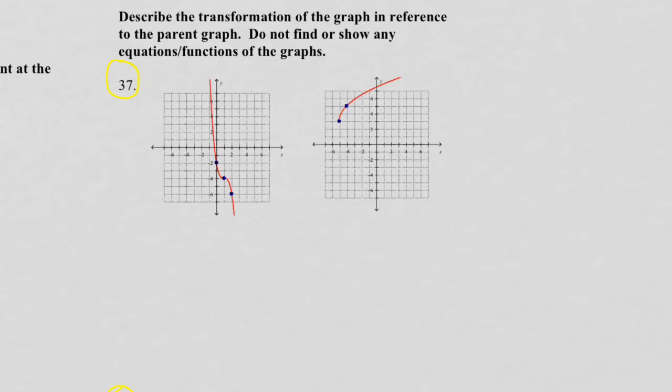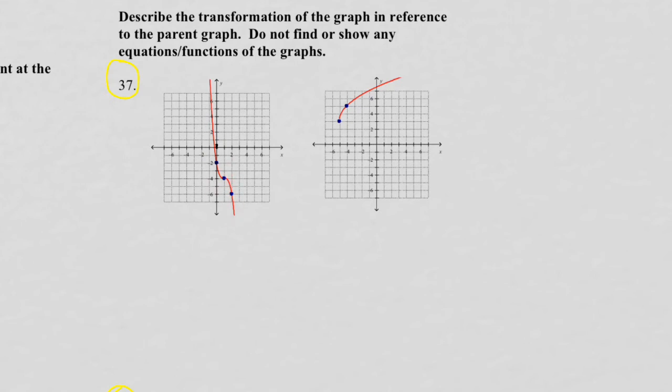Okay, 37. Describe the transformation of the graph in reference to the parent graph. Do not find or show any equations, functions of the graphs. So it's asking you, can you tell what the transformations were without having to look at the original table, find a new table, without having to find B, H, A, and K, and so on? Can you tell what it's supposed to be? Okay, so in order to do that, you should be familiar with what the parent function looks like. So that's what I'm going to do.